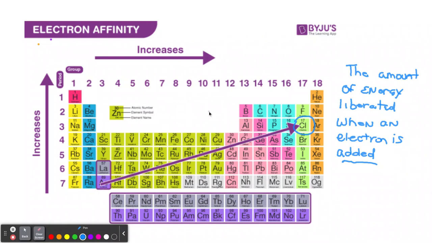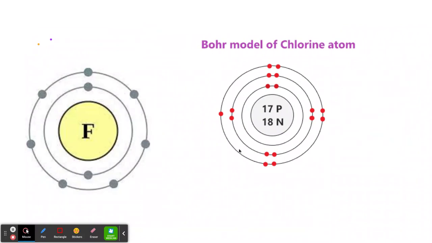Even though fluorine will attract electrons more, they'll feel a little repulsion because of their nucleus, because of their orbits. I'll show you a picture. So again, just remember this definition, the amount of energy liberated when an electron is added. Okay, and let's look at the two Bohr models of them. All right, and so we have fluorine on the left, we have chlorine on the right, and you can see fluorine is much more compact. It has two rings, it has two shells.